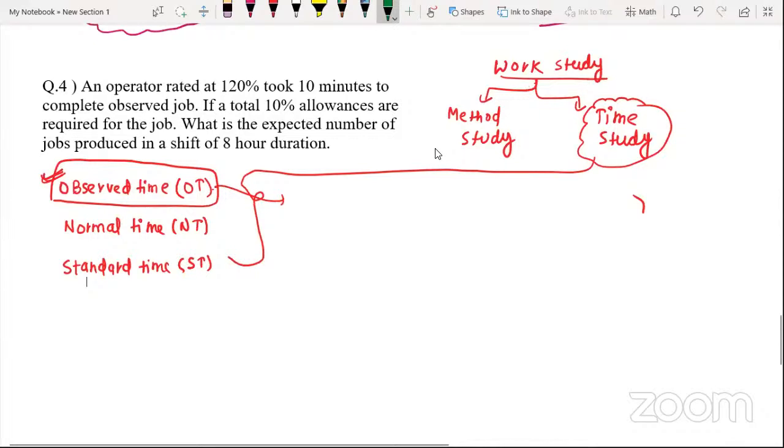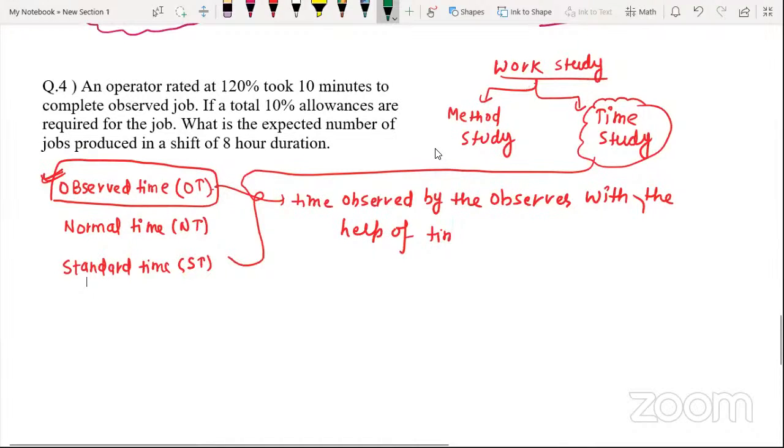So it is basically time observed by the observer with the help of time measuring device like stopwatch.